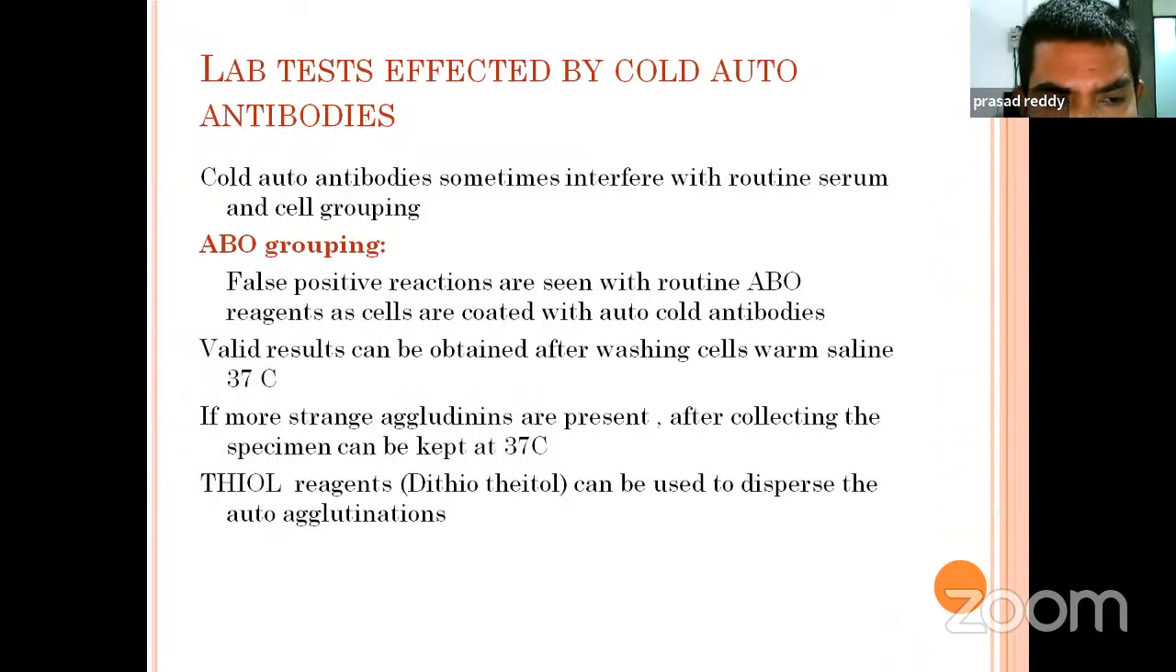If cold agglutinins are present, after collecting, the specimen can be kept at 37 degrees Celsius. Next, we can use a thiol or dithiothreitol to disperse the auto agglutinations.